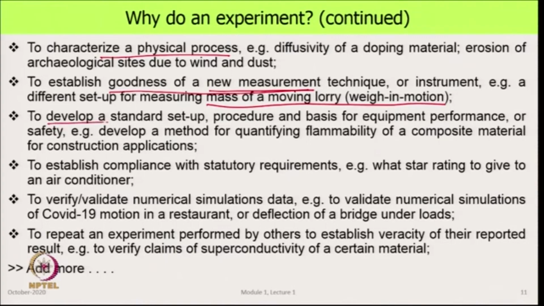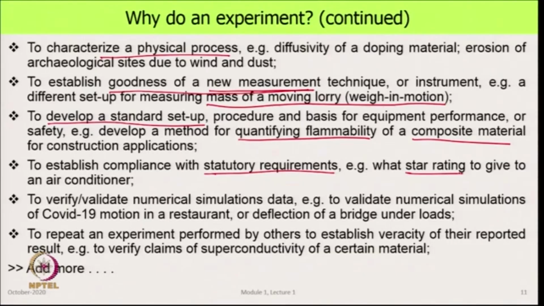Another reason for doing an experiment is that we may want to develop a standard. For example, we may have a composite material and we want to measure its flame resistance or fire resistance. So, I need to quantify the flammability of that material for use over there. Or we may want to do an experiment to meet a certain statutory requirement. For example, if you have an air conditioner or a refrigerator, the question is how many star rating should it be given, and that can be done by doing an experiment.